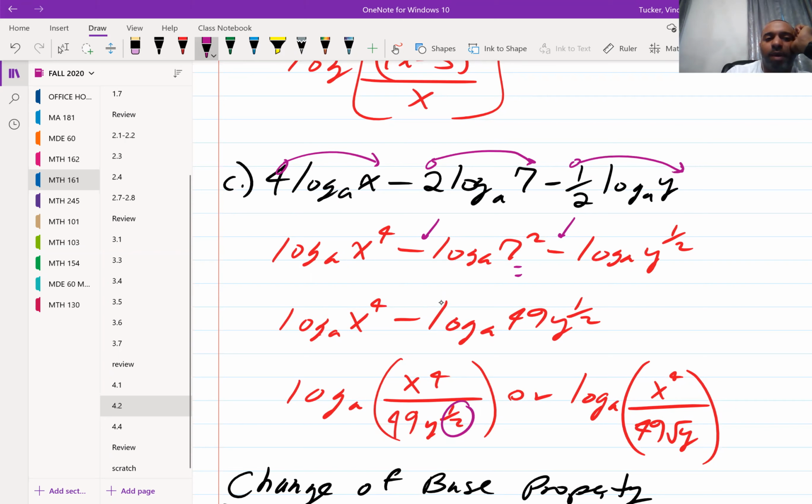So you can use the 1/2 power, or you can use the square root. Doesn't matter. All right, questions? Any questions?